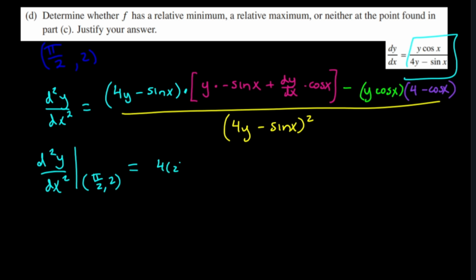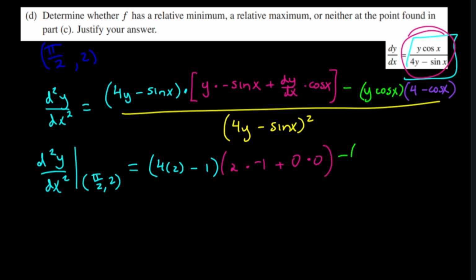So we have 4 times 2 minus the sine of pi over 2, which is 1. And we're going to multiply that by 2 times negative sine of pi over 2, which is negative 1, plus. Now we need to evaluate dy dx. But really, we don't have to spend much time plugging it into this expression because the way we got the point pi over 2 comma 2 was because they asked us when is the tangent line horizontal. So we already know that at this point dy dx is 0. We'll put a 0 there. And the cosine of pi over 2 is 0 as well.